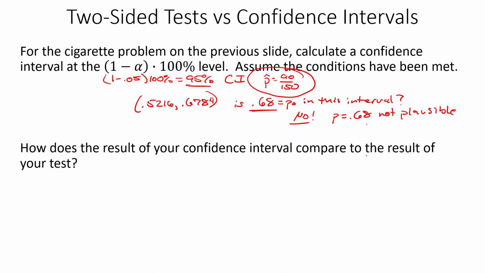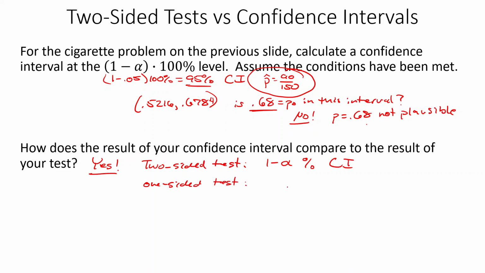Now, I guess the question is, will that always hold true? And the answer is yes. It's just a matter of picking the correct level. So with the two-sided test, you're just doing the 1 minus alpha % confidence interval, and it will get you the same thing. But if it's a one-sided test, it's not quite the same.